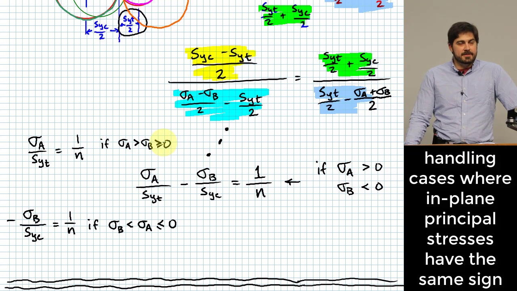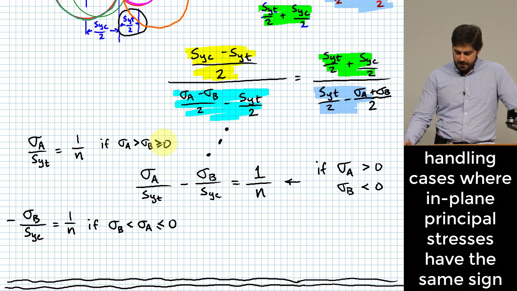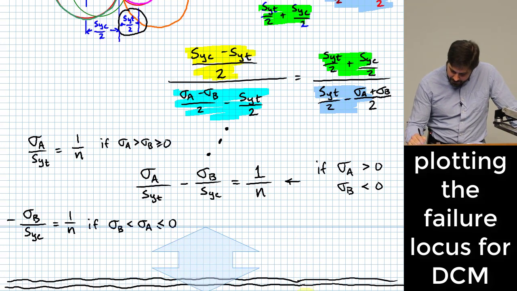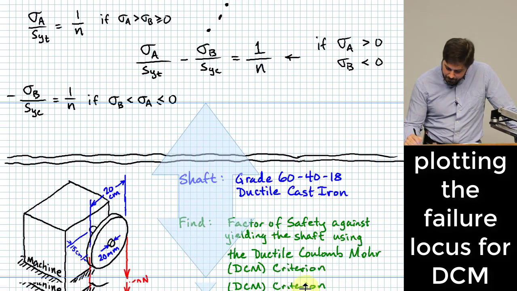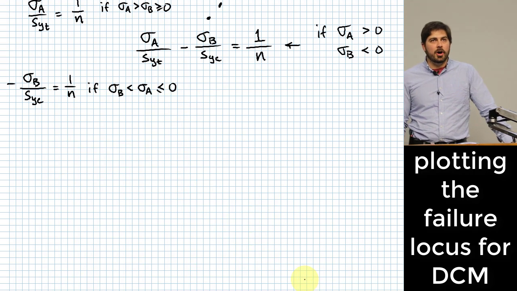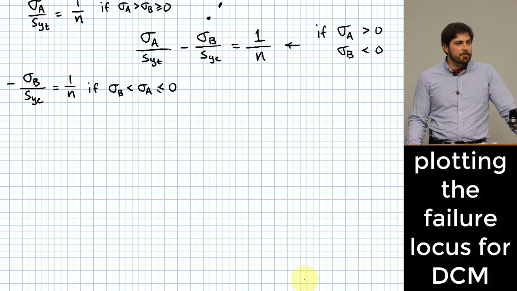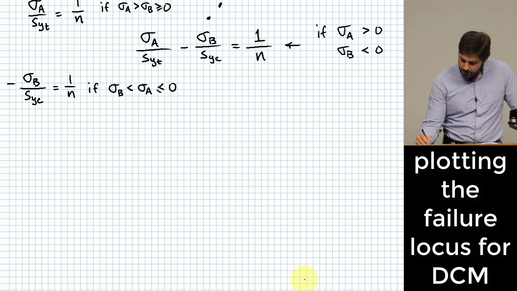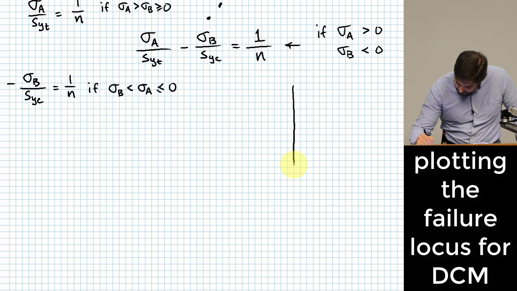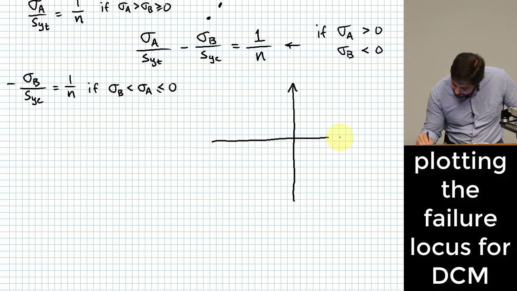All right. So that is what we have as far as our failure criteria is concerned. Let me do something else real quick. I have a problem I'm going to work in just a minute. Let's figure out what this would look like on our plane that we've been plotting these things on, where we have sigma A and sigma B. Okay? So let's say we have sigma A, sigma B.